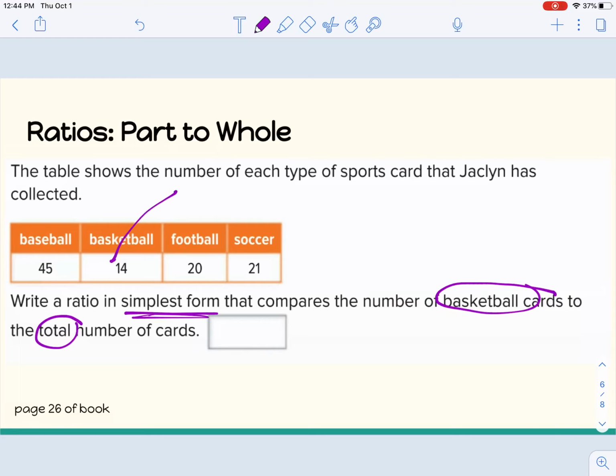So I need to look at my basketball cards first. And always feel free to pause and try it on your own. I really encourage you to do that. Basketball cards is 14. I'm going to write my ratio like this time. And then I need to find the total. I'm going to stack them up, but you might have a different strategy. 5 plus 4 is 9, plus 1 is 10. 1, 5, 6, 7, 8, 9, 10. 100.